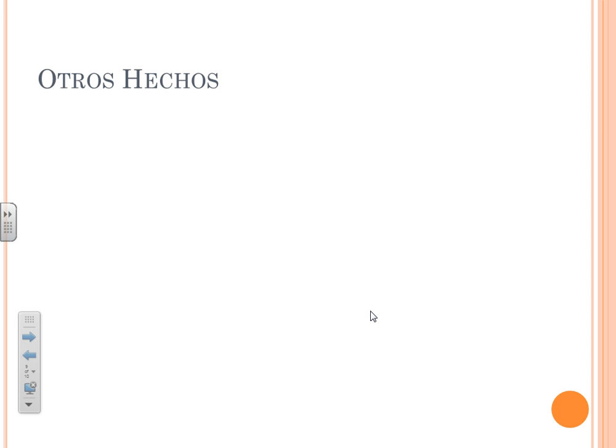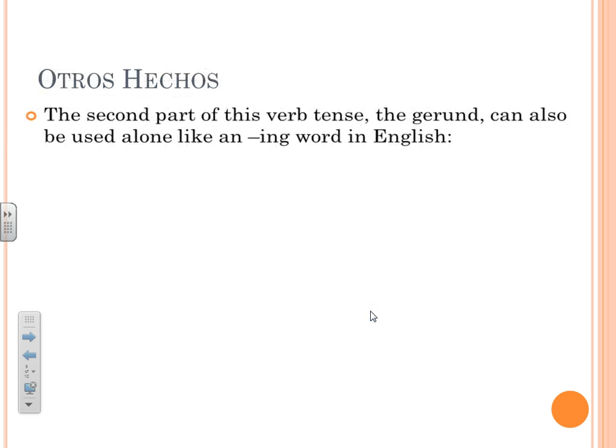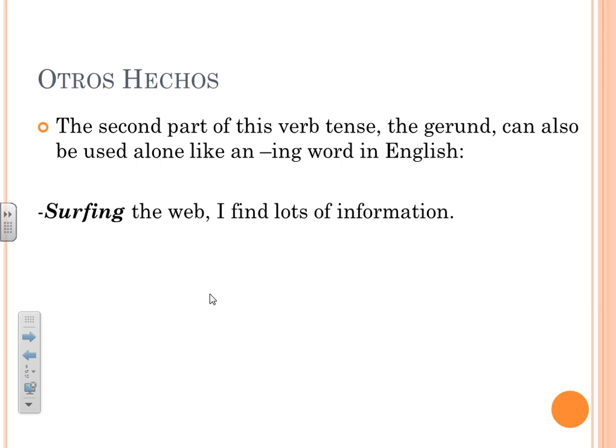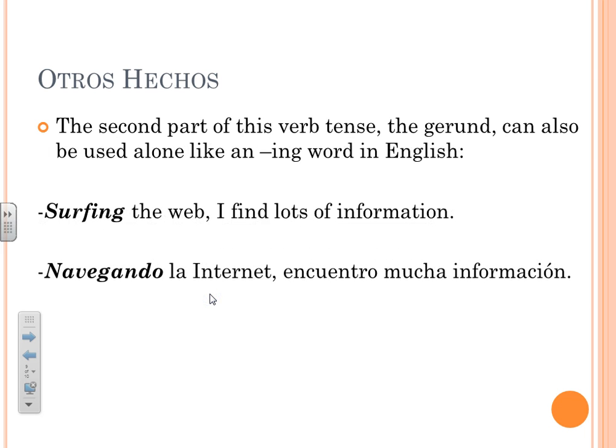Unos hechos más, a couple more facts. The second part of this verb tense, the gerund, can also be used alone like an ing word in English. Por ejemplo, surfing the web, I find lots of information. Or, navegando la internet, encuentro mucha información. So it works just the same as it does in English.